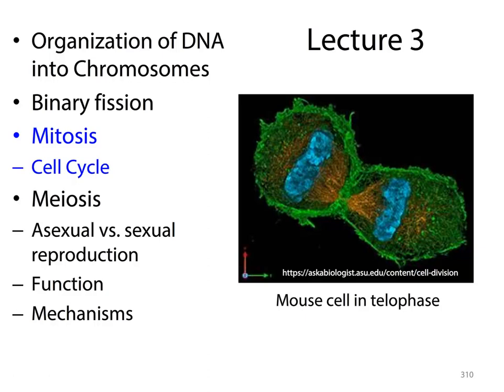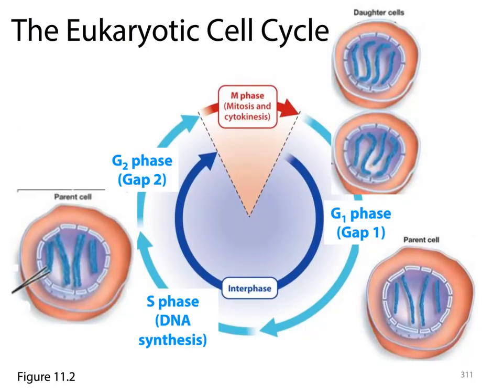Prokaryotes go through the process of mitosis as their cell divides. True or false? Make sure you can answer that. So let's talk about the eukaryotic cell cycle.